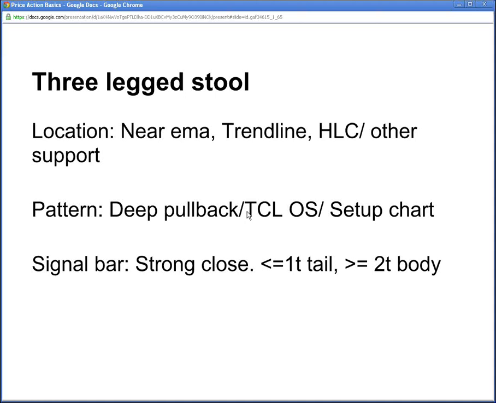A strong signal bar for me is a shaved bar on the entry side with at least a 2-tick body, or at most a 1-tick tail with at least a 3-tick body. So in my experience, these are the best signal bars and can lead to trends. The only exceptions are the first reversal and first pullback, where I am very liberal about the signal bar formation.